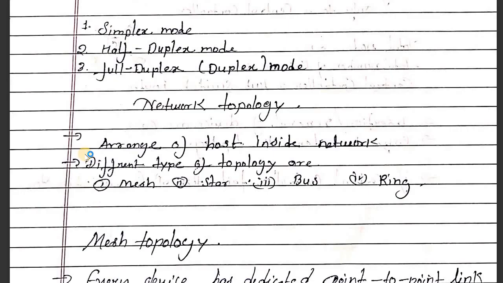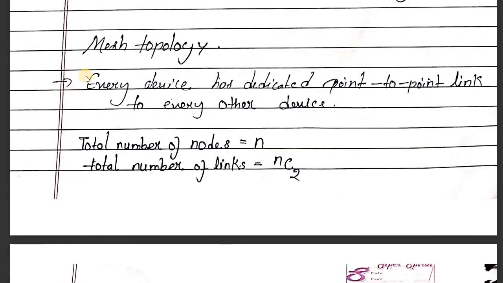The next topic is about topology. Topology is the arrangement of nodes. There are different types of topologies. The first ones are mesh topology, star topology, and bus and ring topology. First, there is the mesh topology.